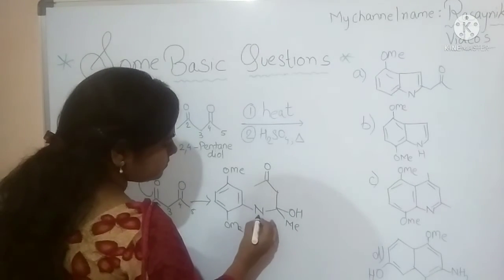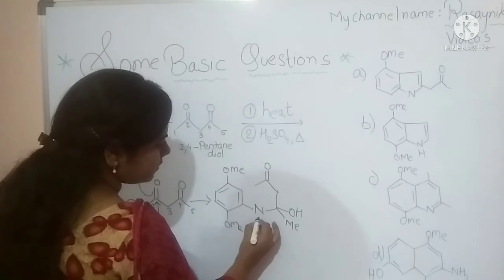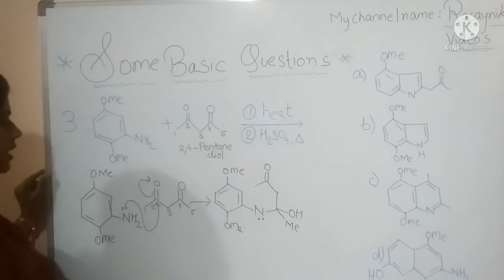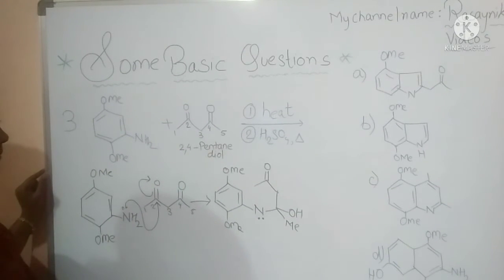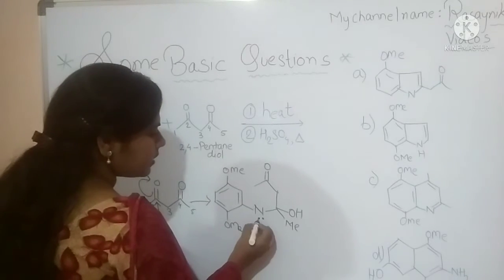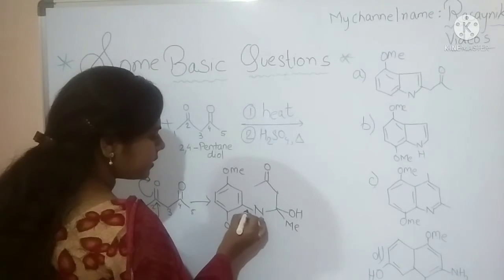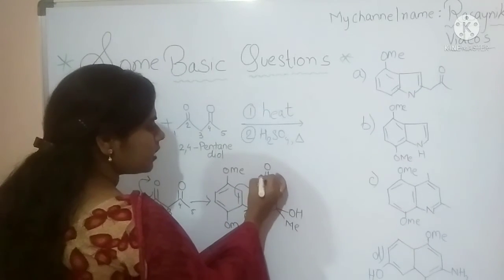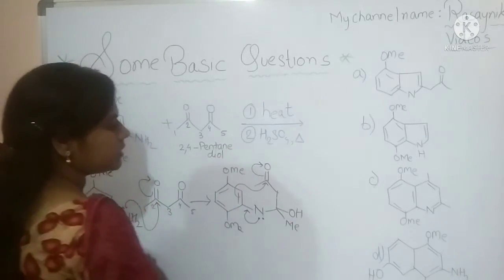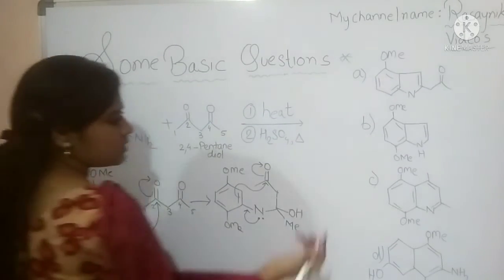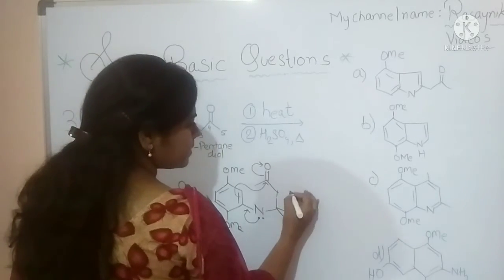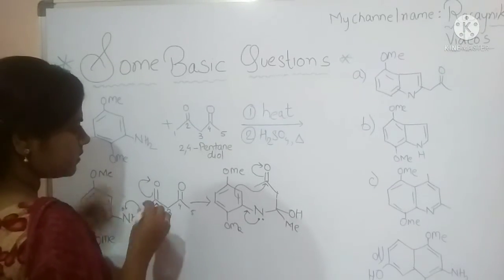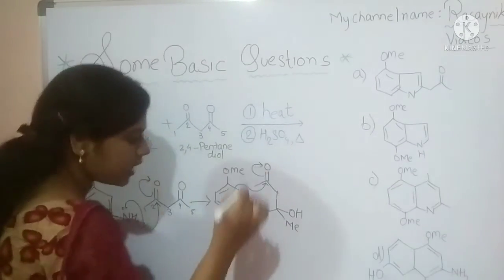Yes, this lone pair of nitrogen, again the nitrogen having the lone pair of electrons will get converted here into a double bond, and this double bond attacks the carbonyl carbon, and this will get here. Okay, so now this is the second step. From here, can I write this? Okay, I will write here.